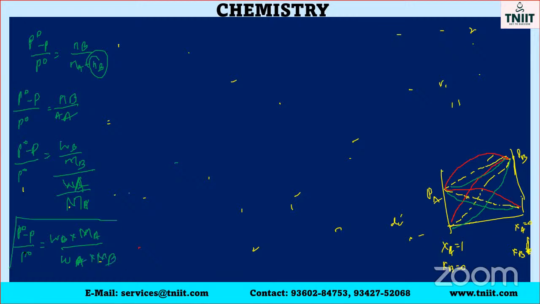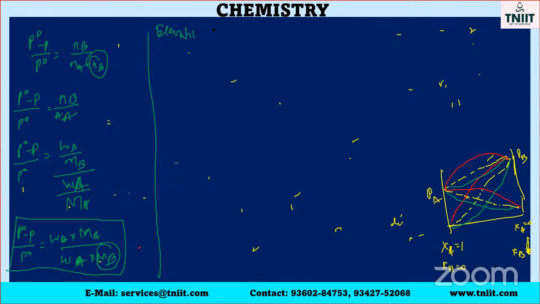MB is the molecular mass of the solute. All these values will be given and they'll ask you to calculate the molecular mass. So this is based on Raoult's law. Now coming to the problems based on the formula based on elevation in boiling point.